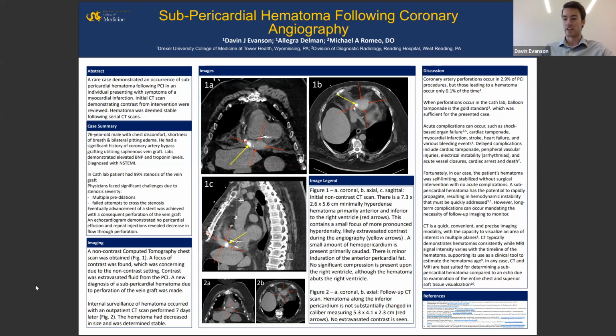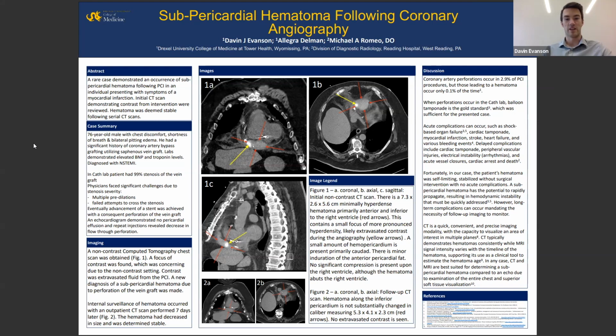And then they decided, for management purposes, to monitor this via repeat CT scans to show if this hematoma was stable or if the blood was continuing to leak. So in the images, you can see just the red outlines. Those are outlining the subpericardial hematoma in different planes. The A is coronal, B axial, and C sagittal.